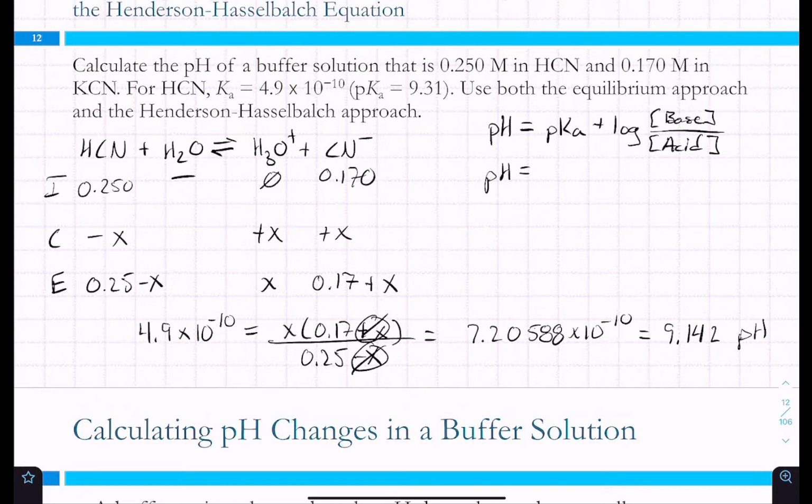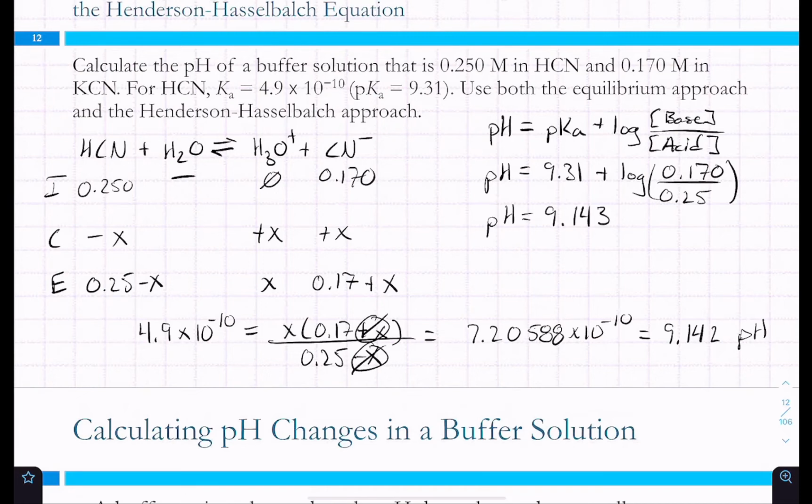So pH equals our pKa, which is 9.31, plus the log of 0.17 over 0.25. So 9.31 plus the log of 0.17 divided by 0.25. pH equals 9.143. Should technically only have two sig figs. So remember, pH, pKa, all of these negative log values, because they're logs, only the decimal places count as significant digits. So 9.31 still only has two sig figs.